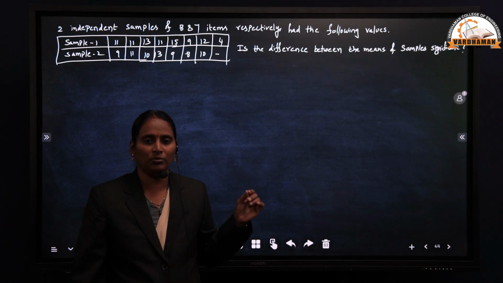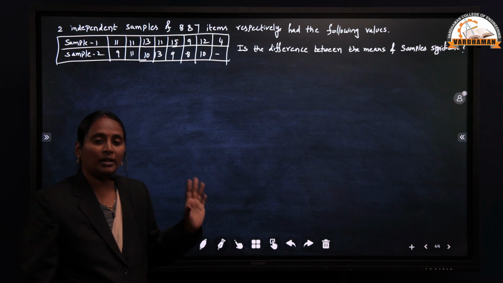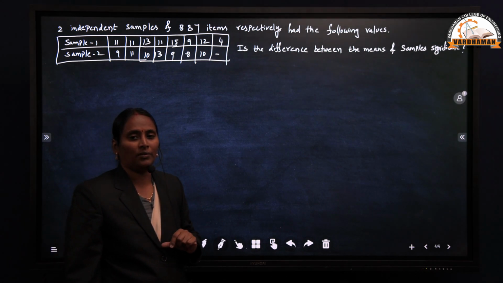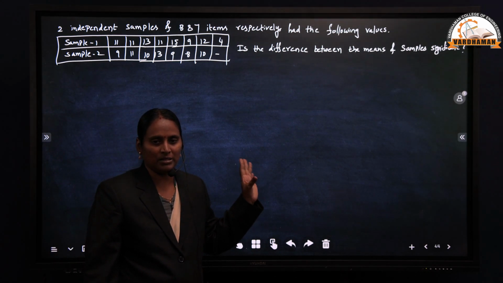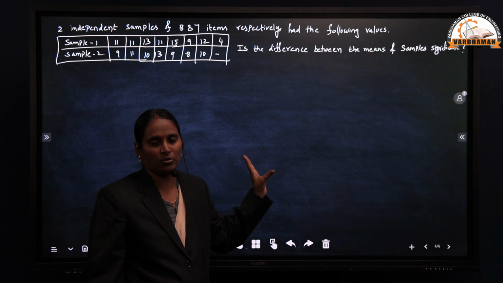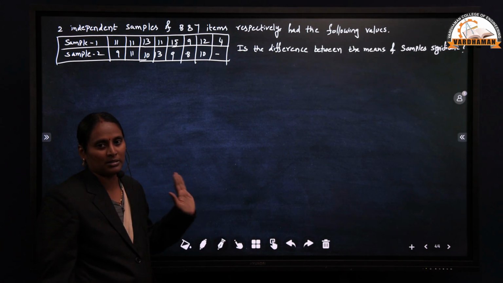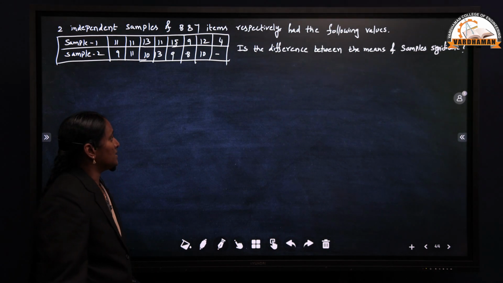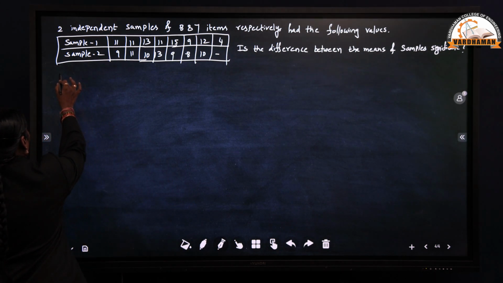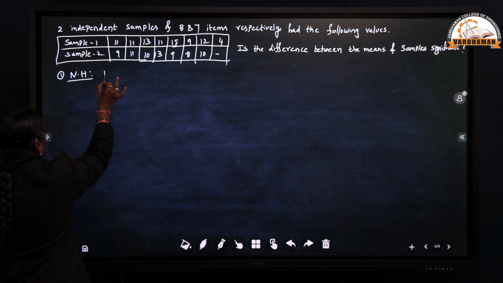Now in the given problem we have two samples of sizes, so we need to find the values of x bar, y bar and the standard deviation also. Using these values, we can conclude whether the difference between the means of the samples is significant or not. So now let us see the first step of the given problem. First we have to set up our null hypothesis, that is H0.